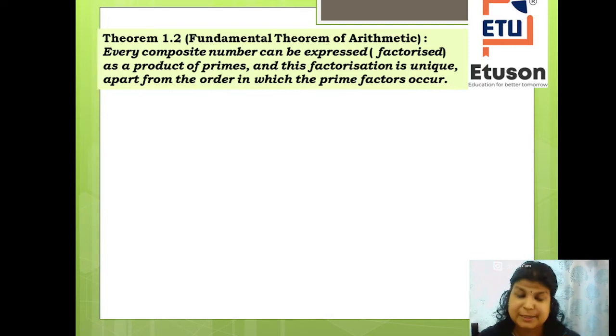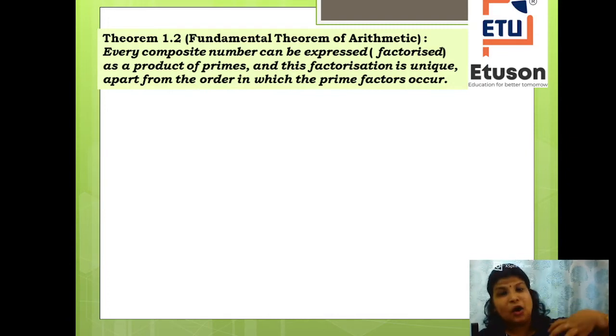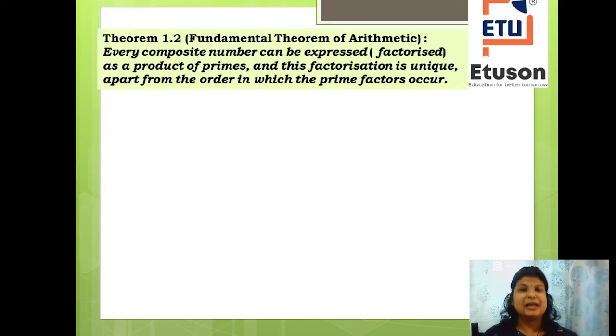What is that specific way here? While expressing it, apart from the order in which the prime factors appear, if we arrange the order of the prime factors in ascending order, then it becomes unique. Like for example, just now we have shown, right?